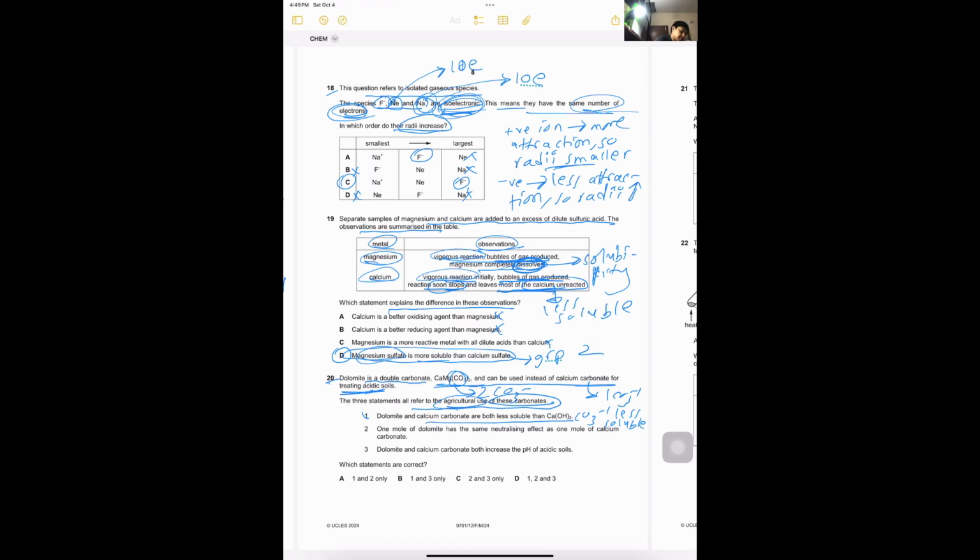Carbonate is less soluble, so it is rather right. So this is correct. 1 mole of dolomite has the same neutralizing effect as 1 mole of calcium carbonate. Not really, because neutralizing effect here depends on the number of carbonate ions present, and dolomite has 2, so more neutralizing effect, but calcium carbonate has just 1, so less neutralizing effect, so that is wrong. Let's eliminate option 2. We should already be with B. Let's explain 3. Dolomite and calcium carbonate both increase the acidity, because when they go into the soil, carbonate ion forms CO2, and CO2 is acidic. Hence, that is correct, and that is the reason why only options 1 and 3 are correct.